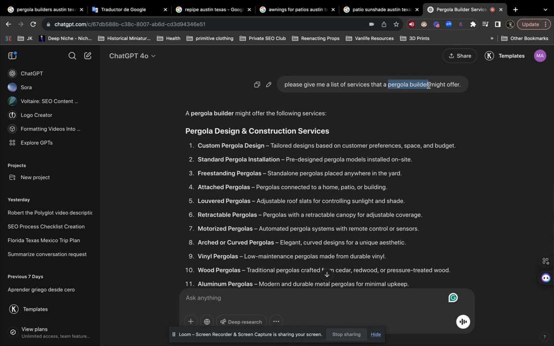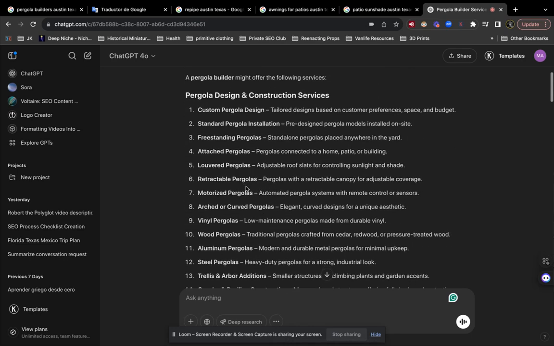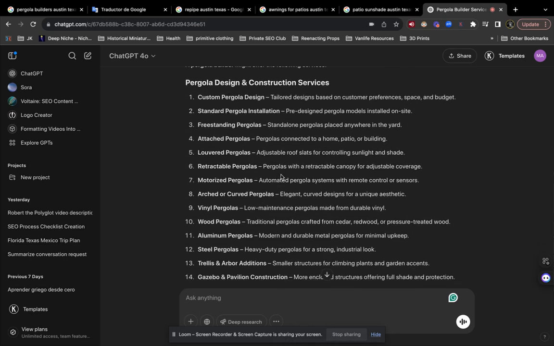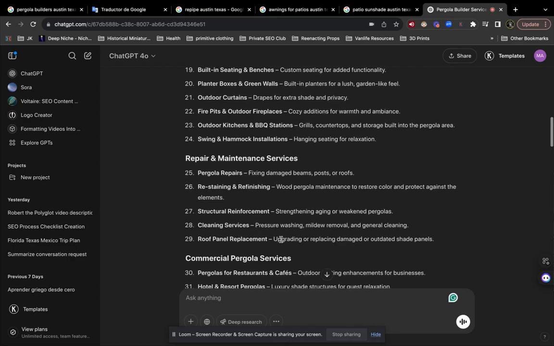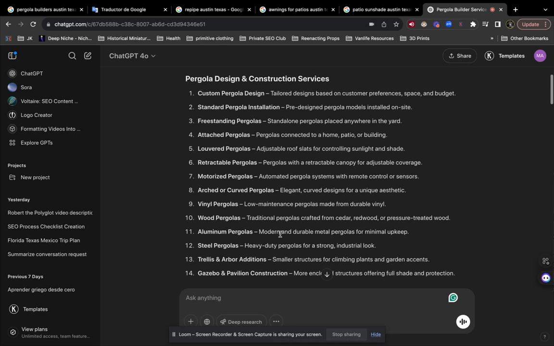I know my customer, my client, he does pergolas. So I just went to ChatGPT and I said, please give me a list of services that a pergola builder might offer. And it spit out all these keywords split into different categories: design and construction, enhancements, accessories, repair, maintenance, and commercial services. The first one, design and construction, was all like custom pergolas, attached pergolas, motorized pergolas, wood pergolas, vinyl pergolas.